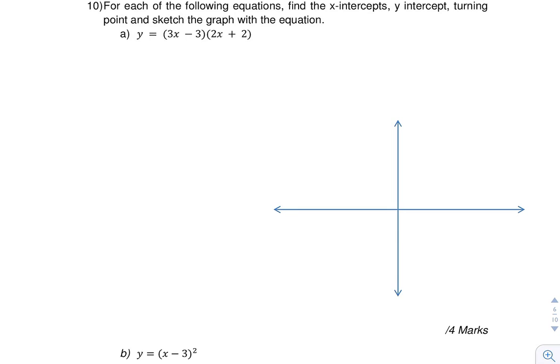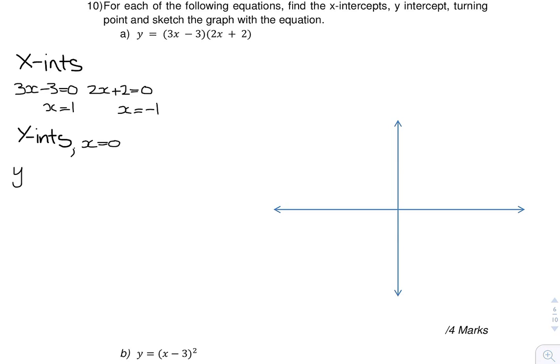Part A. Y equals 3x minus 3, 2x plus 2. In order to find our x-intercepts, we can make y equals 0 or just use the null factor law. So x equals 1 and x equals negative 1. Our y-intercept is found by making x equal to 0, so negative 3 times 2 equals negative 6.